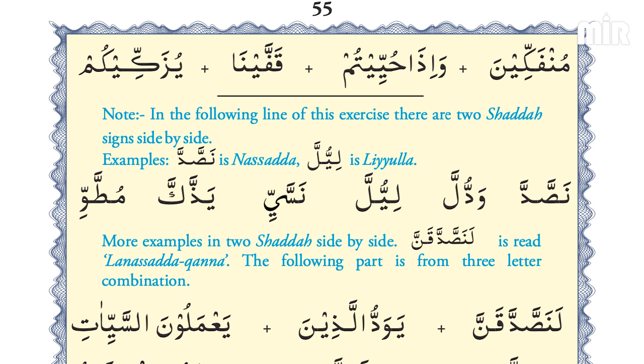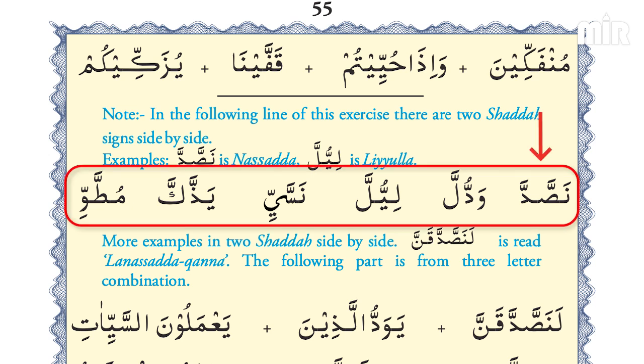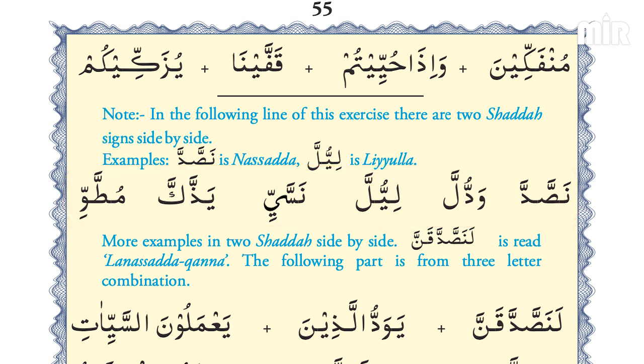So we are going to leave them and go to the next page and see that sometimes we meet Shadda two times. How do we read? In the same way that we stay on these two letters, the way we have learned before. Naswadda, Waddulla, Liyulla, Nasayyi, Yadhakka, Mutawwi. So this is the way we continue reading other examples which are given in this exercise.